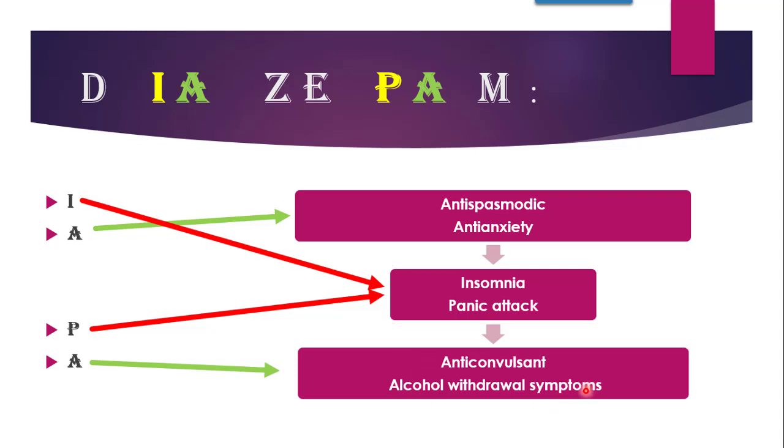So isn't it simple to remember the uses? Two uses from A, two uses from the second A, I and P at the center, insomnia and panic attacks. So this is as simple as that. From the name itself you can write down the uses, no need to learn by heart.